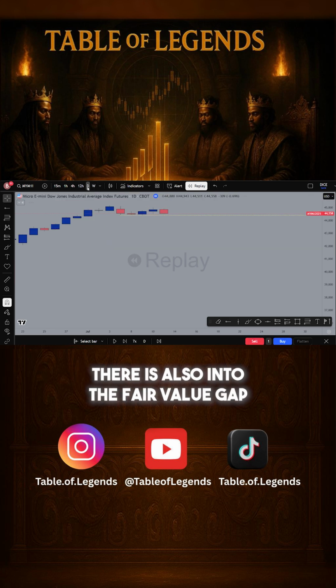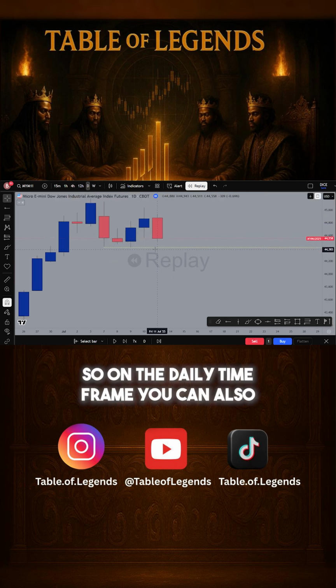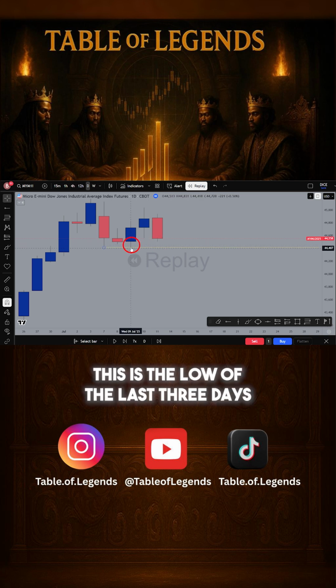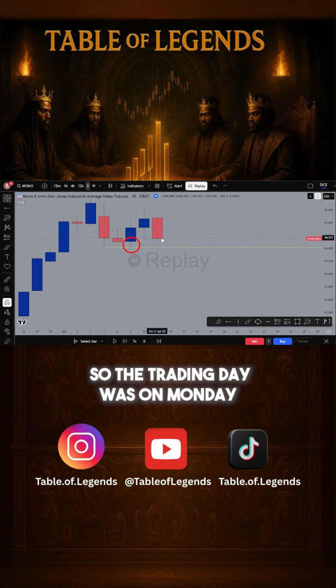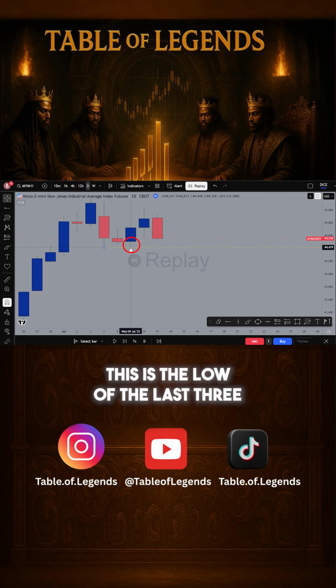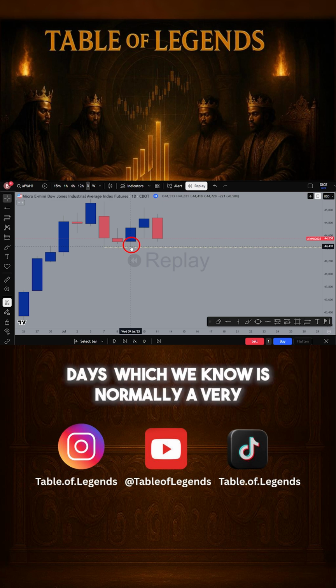the fair value gap. So on the daily time frame, you can also see this very clear as well. This is the low of the last 3 days. So the trading day was on Monday. So Friday, Thursday, and Wednesday of the previous week, this is the low of the last 3 days, which we know is normally a very important liquidity point.